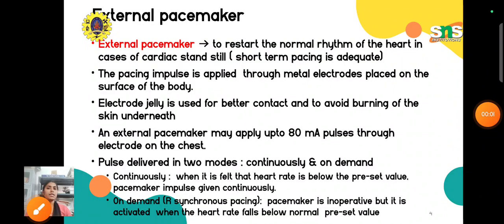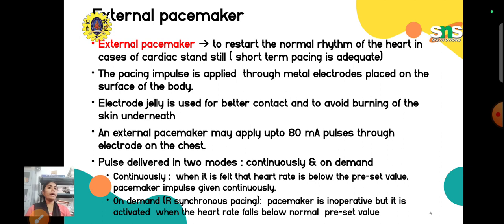Okay, now we will see external pacemaker in detail. So external pacemaker, as I said, is one type of pacemaker we are going to place outside of the body, which is just to restore the normal rhythm of the heart in case of any cardiac standstill. This pacemaker also requires leads and electrodes, as we discussed in the earlier basic class.